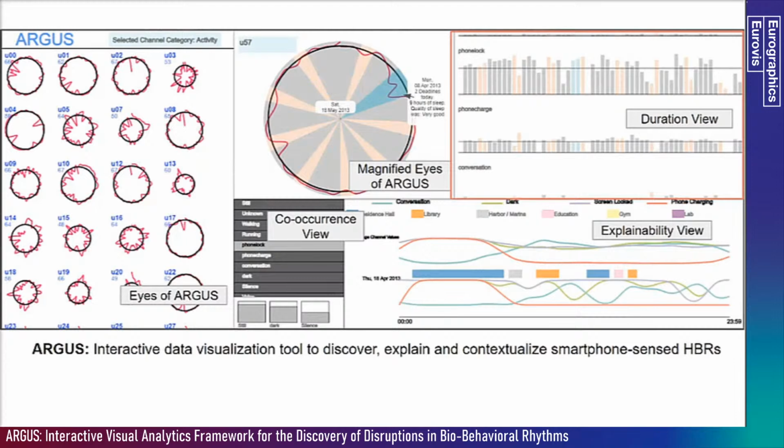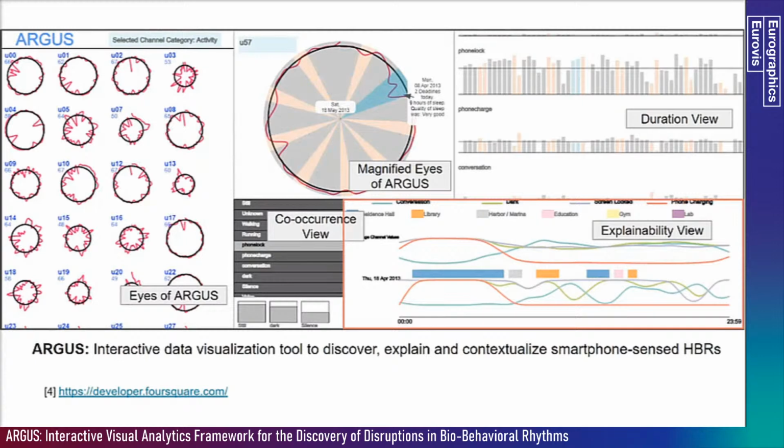The Duration view shows the total occurrences of specific channels throughout the ordered days. For instance, for how long the smartphone was locked, etc. The Y position of the horizontal line shows the average duration for the specific channel to allow analysts to make quick visual comparisons between days. The Explainability view shows the raw sensor level data per day to explain behavioral rhythm breaks.